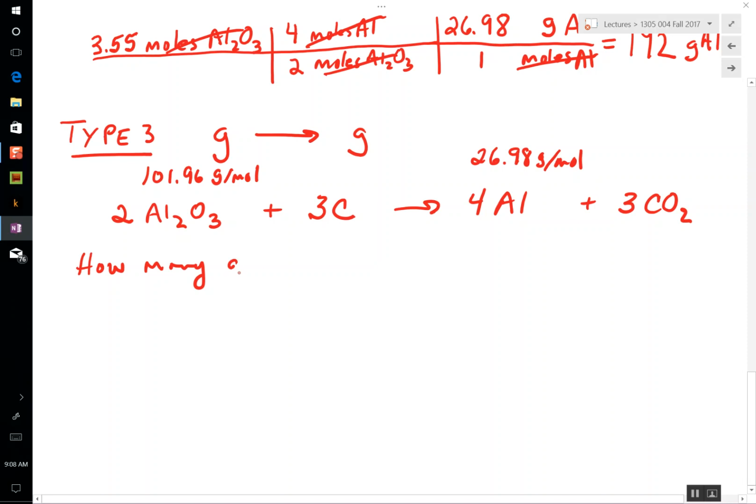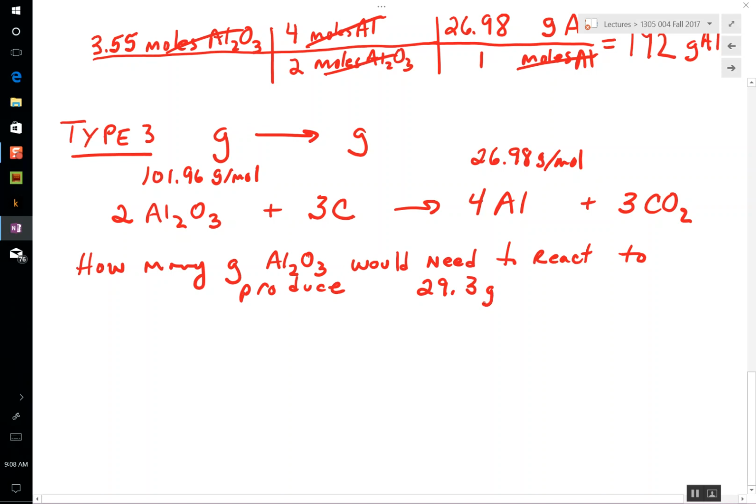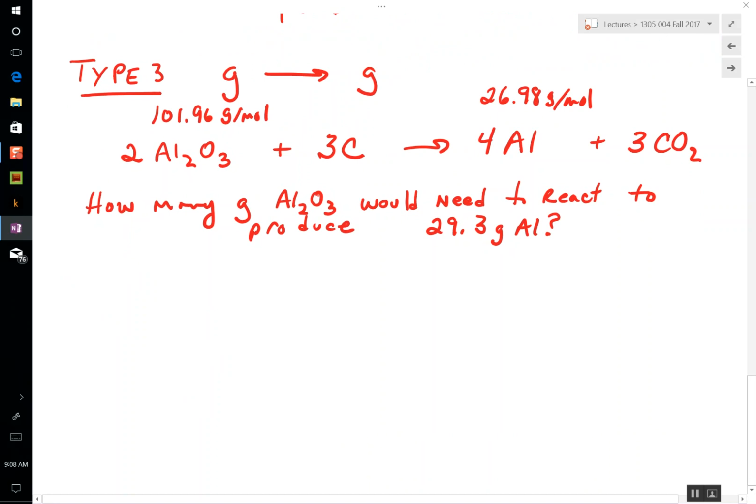So here's going to be our question. How many grams of aluminum oxide would need to react to produce 29.3 grams of aluminum? Now, Alcoa wouldn't work in grams, they'd work in tons or metric tons or something like that. But we're going to stick in grams. We're going to go from grams to grams. All right, so let's move this up right there.